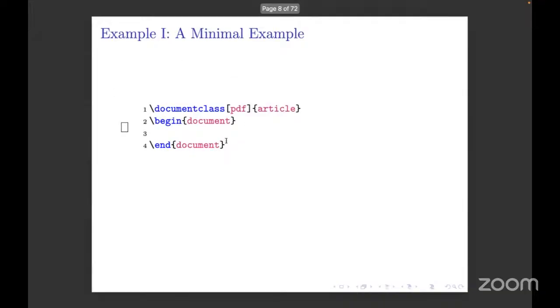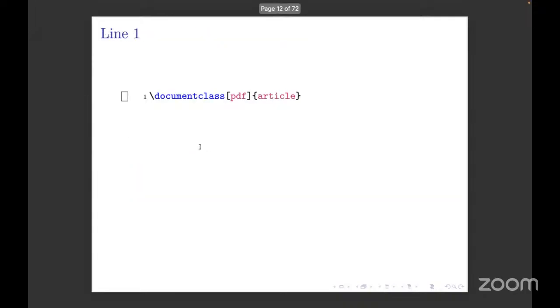So we talked about the basic structure of a LaTeX document. Document class, then square brackets, pdf, article. This tells us that we intend to produce an article, and that the output should be in PDF form. Remember that every LaTeX document has to contain this first command, and there also has to be a begin document and end document. Without these, your LaTeX code is not going to compile.